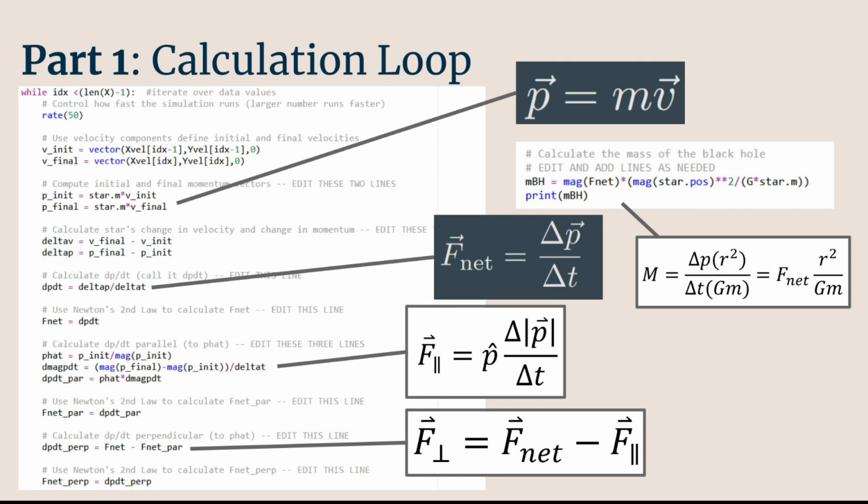P hat is just the P initial divided by the magnitude of P initial, and the change in magnitude of P is the magnitude of P final minus the magnitude of P initial. As for Fnet perpendicular, it's equal to Fnet minus the parallel component.